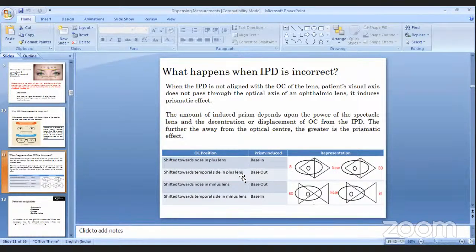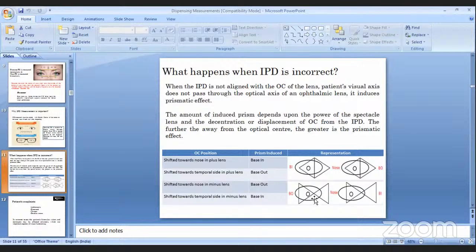Now you can also see when the optical center is shifted towards the temporal side in the plus lenses. Here you can see on the right picture on the top, where the base of the lens is shifted towards the temporal side, it creates a base out effect. Now when the lens creates a base out effect, it will pull the ocular muscles, and the patient will have eye strain, muscle fatigue. He will complain of tiredness, fatigue, asthenopia, a lot of difficulties he will complain.